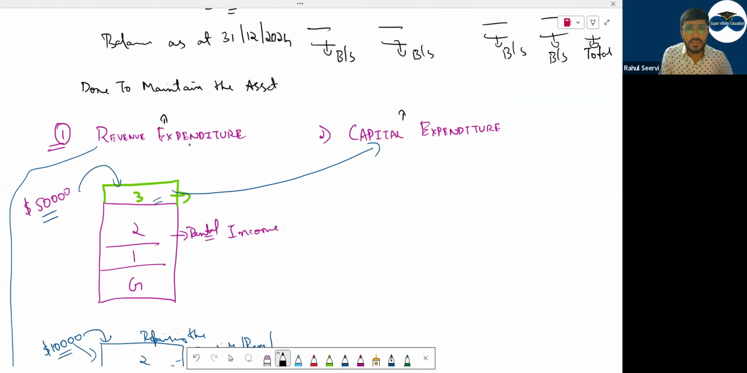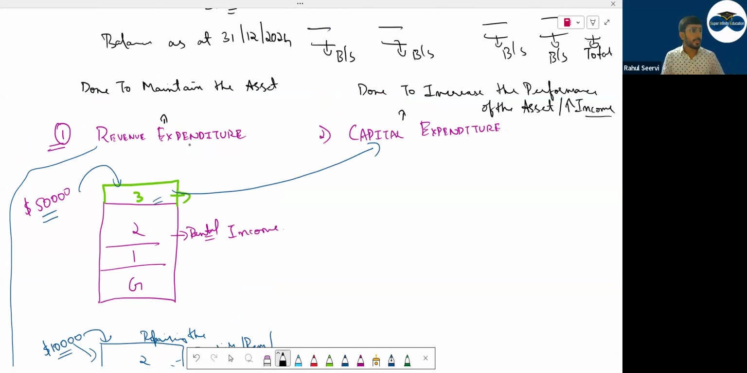Capital expenditure is done to increase the performance of the asset, or to increase the income. I hope the difference between revenue expenditure and capital expenditure is clear to everyone.